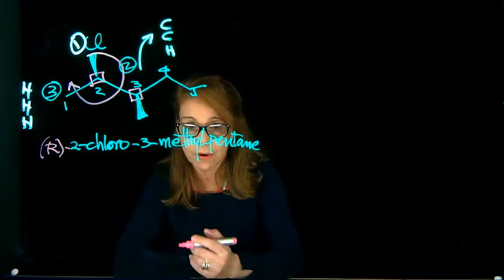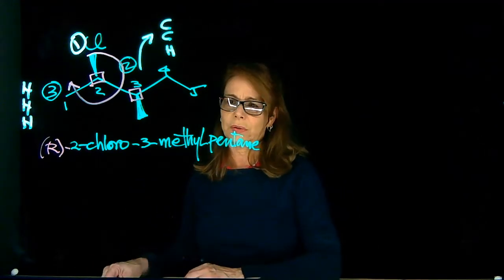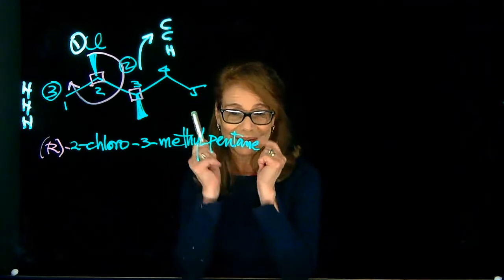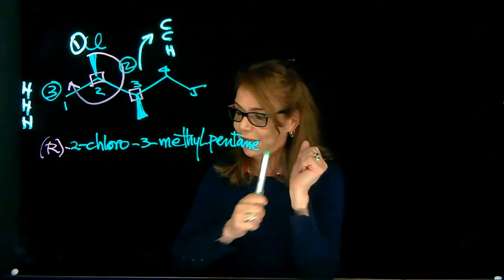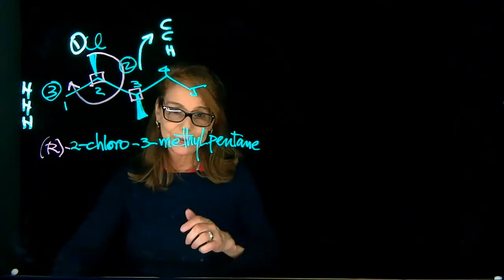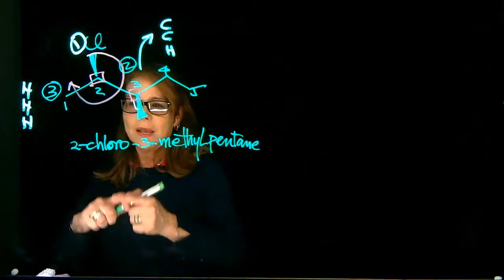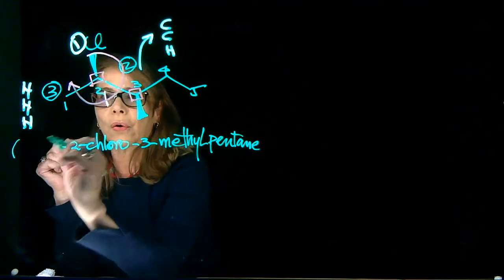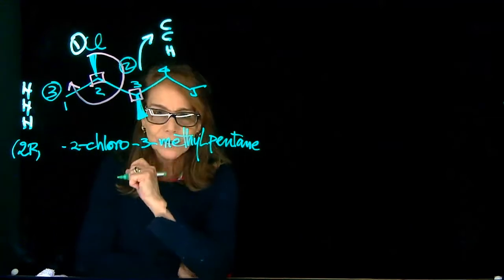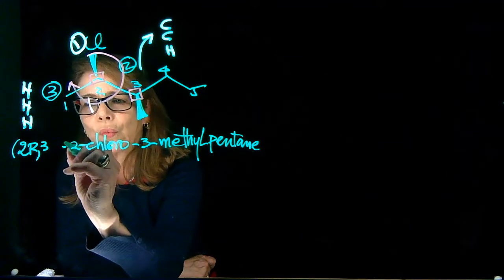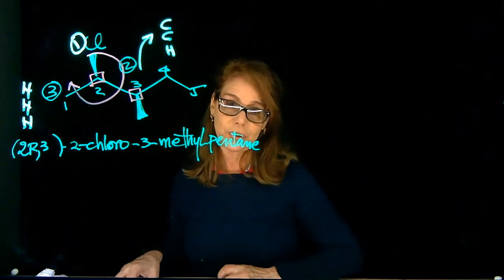I'm looking at that the right way. Okay, so is that a complete name? R-2-chloro-3-methylpentane. No, it's not complete yet. And why is that? Because we have two chiral centers. Yes, we have determined the configuration of one chiral center. So now carbon 2 is R, but we have another chiral center, and that's carbon 3, and we have not finished the name until we have determined the absolute configuration of that.